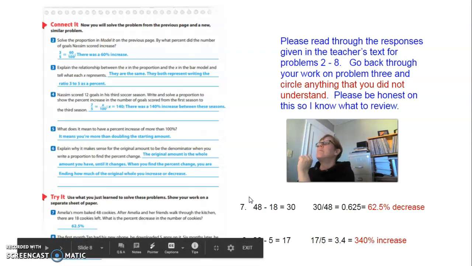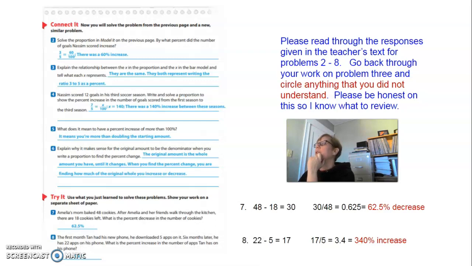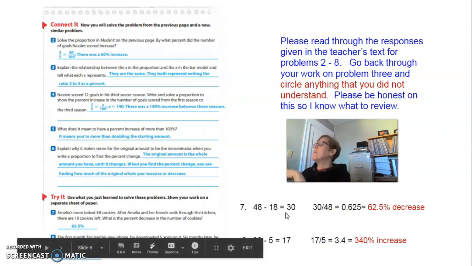All right, so it says Amelia's mom baked 48 cookies. After Amelia and her friends walk through the kitchen, there are 18 cookies left. What is the percent decrease in the number of cookies? Well, we're going to use the formula that I had on the previous page, and that is you take the amount of change and you divide it by the original amount.